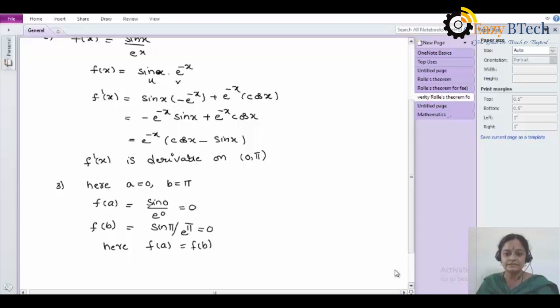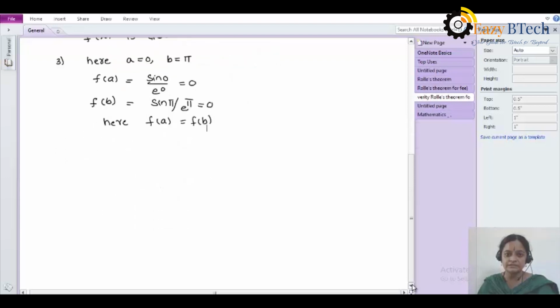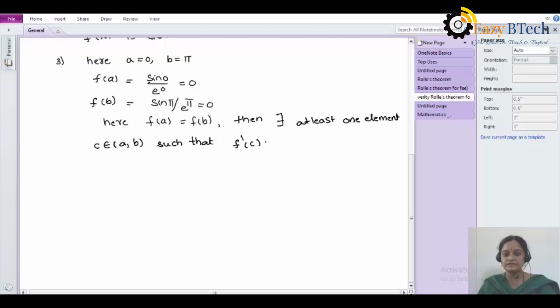So what are the three conditions, students? First one is continuity, second one is derivability, third one is f of a equal to f of b. Then there exists at least one element c, which belongs to the open interval (a, b), such that the main condition of Rolle's theorem, f dash of c is equal to 0.